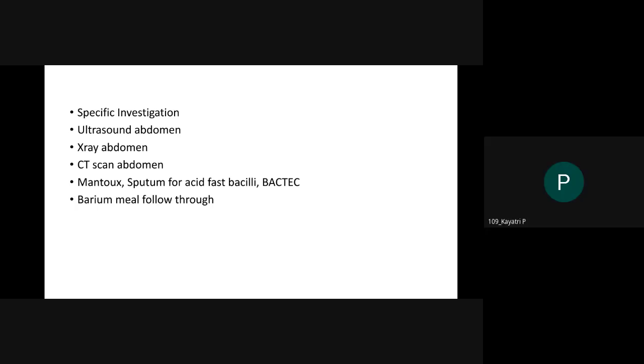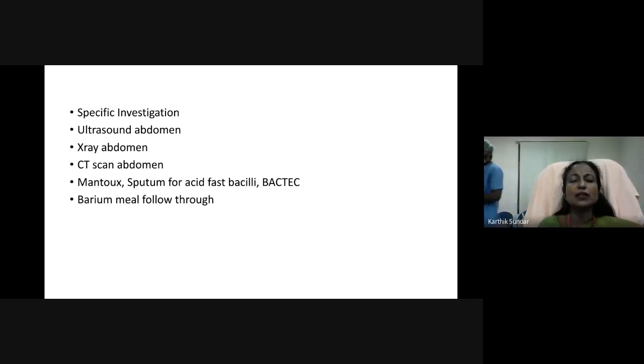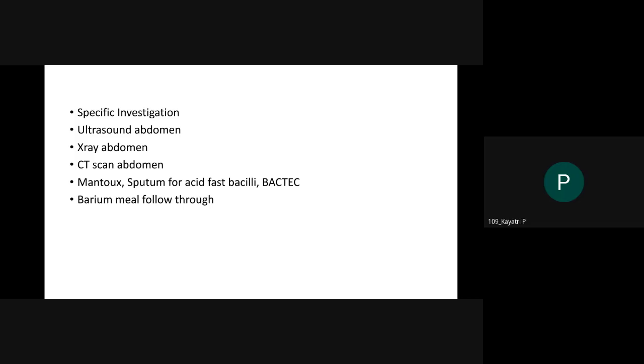Specific investigations will do ultrasound abdomen, X-ray abdomen, CT scan. Ultrasound abdomen, and why do you take it? What do you look for? Ma'am, in ultrasound abdomen, we can rule out bowel thickening, whether bowel thickening is present or not. Mesentery, omentum, peritoneal thickening, and then we can rule out any lymph node enlargement is there or not.